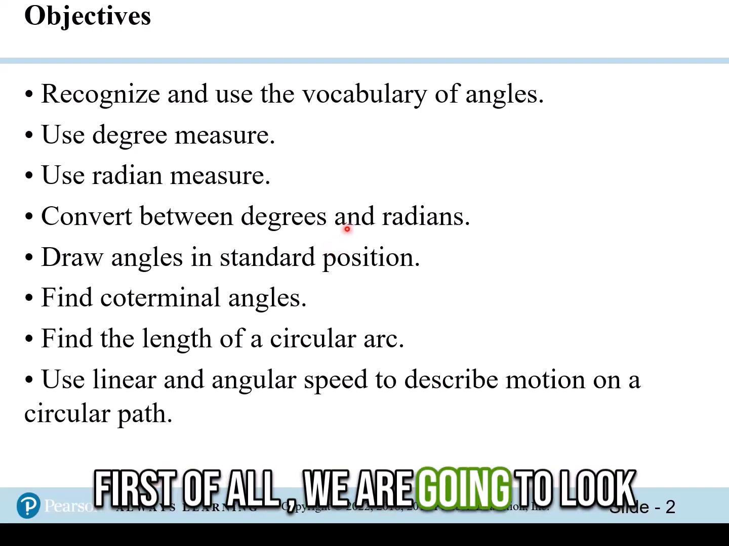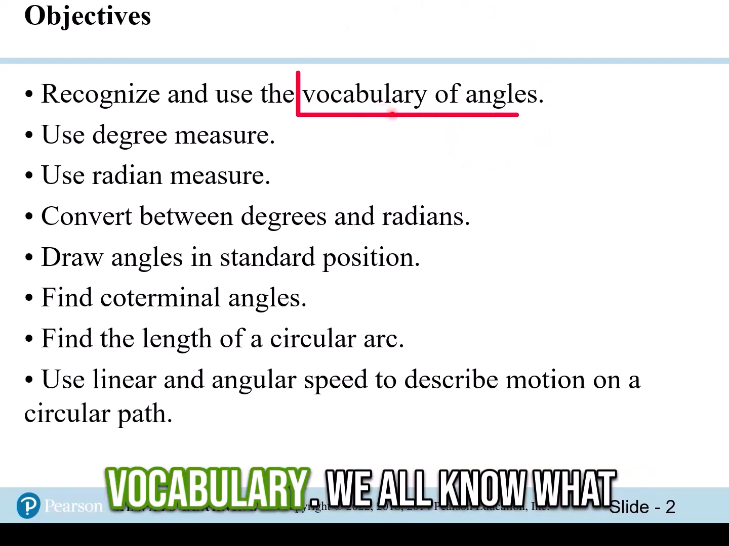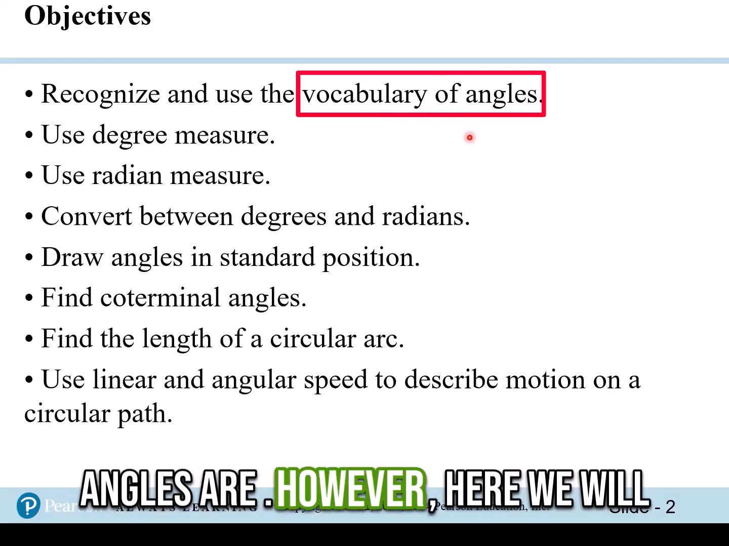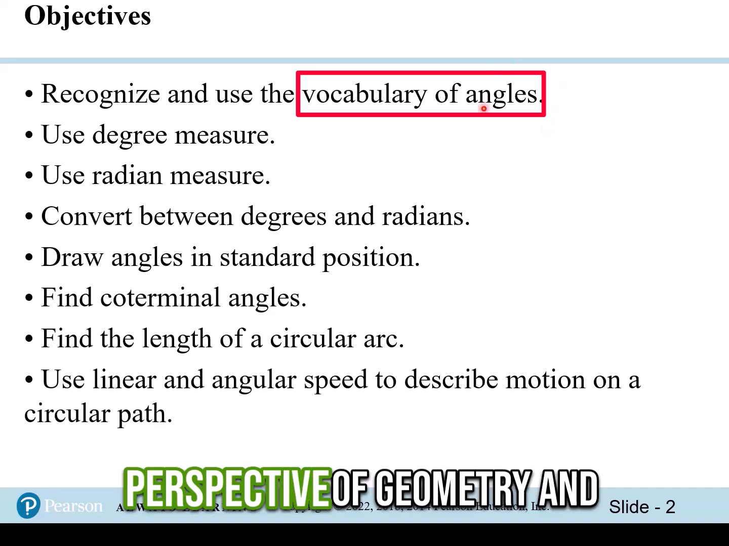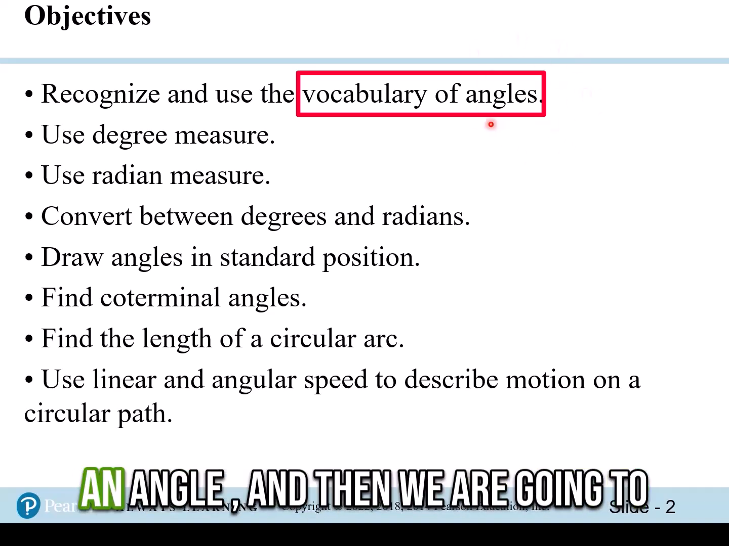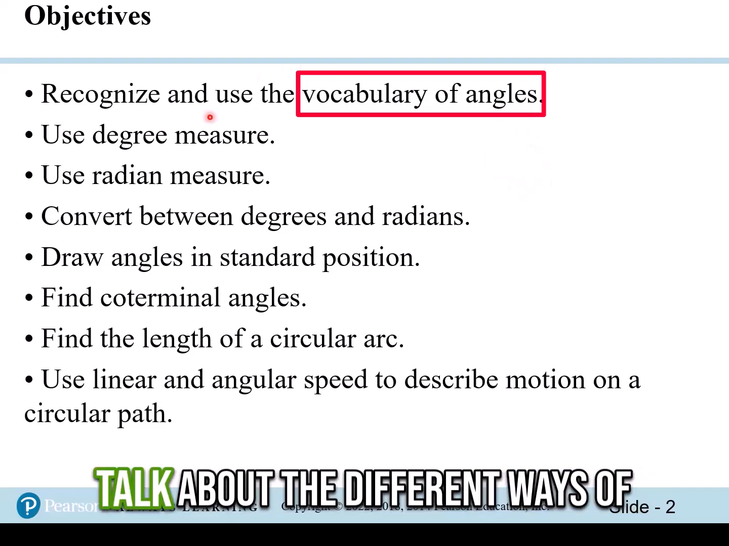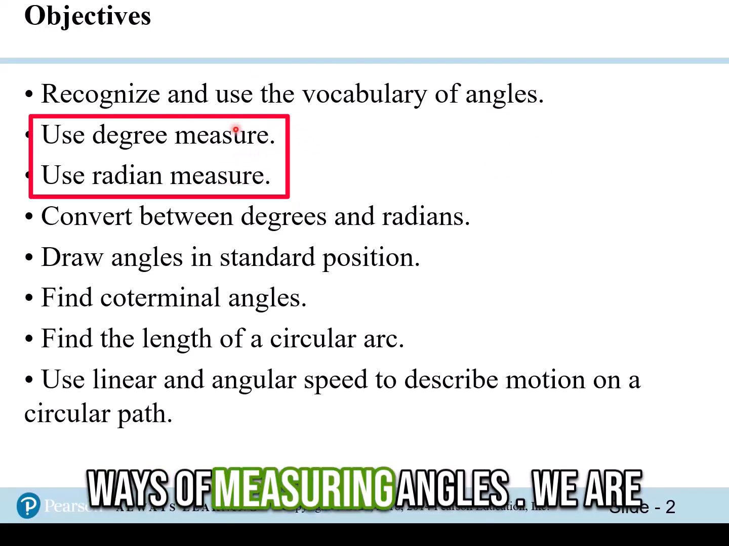First of all, we are going to look deeply into angles and talk about the vocabulary. We all know what angles are. However, here we will try to look at angles from the perspective of geometry and trigonometry, look at the parts of an angle, and then we are going to talk about the different ways of measuring angles. There are two ways of measuring angles.